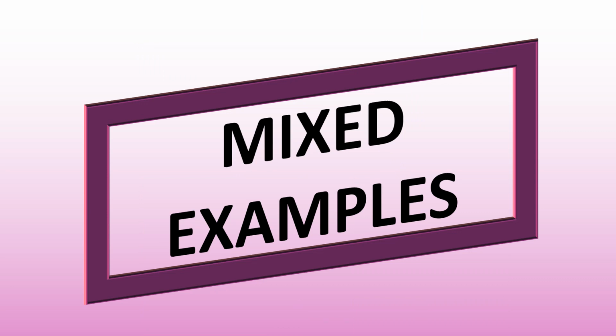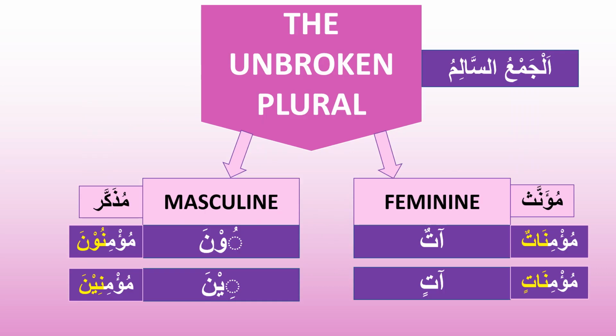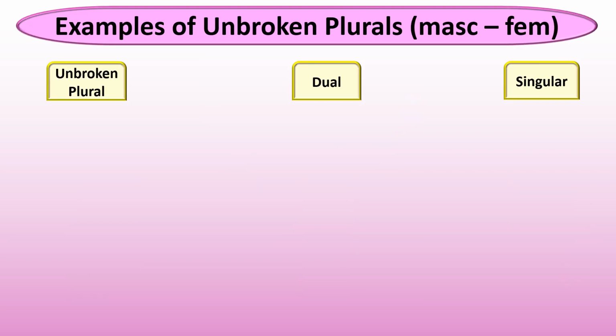Let's look at the mixed examples of both masculine and feminine. So we look at these examples together now. Here's una, ina, that represents the masculine form, and atun, atin represents the feminine form. So you've got mu'minuna, mu'minina, that's mudhakkar masculine, versus mu'minatun, mu'minatin, which is the mu'annath. Okay, so now let's look at these examples, masculine and feminine, and we can understand it from another example that we're looking at.